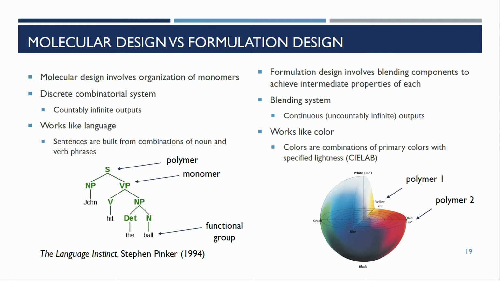One way is doing molecular design, which is done very well here in your labs. In the case of polymer chemistry, you're trying to take certain monomers and organize them certain ways, either on average or very specifically using controlled radical polymerization or something else. And so this would be something called a discrete combinatorial system. And so language works like this.